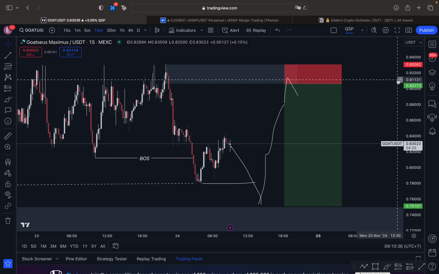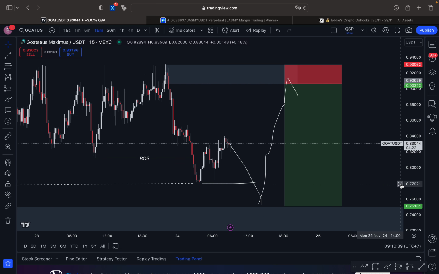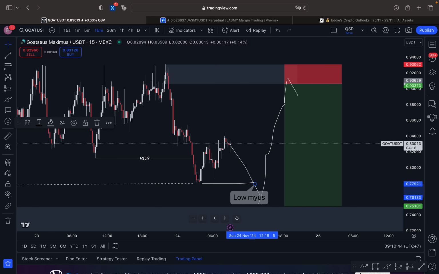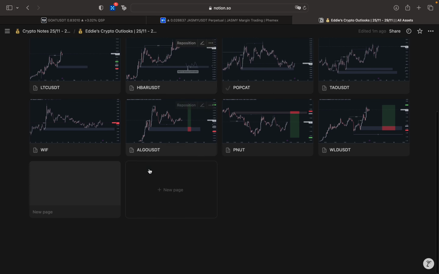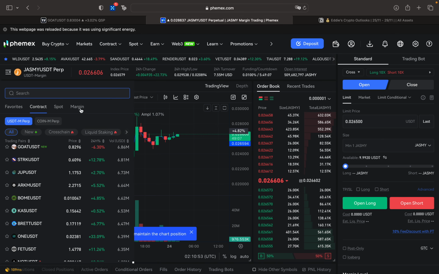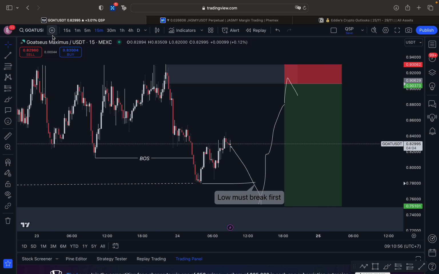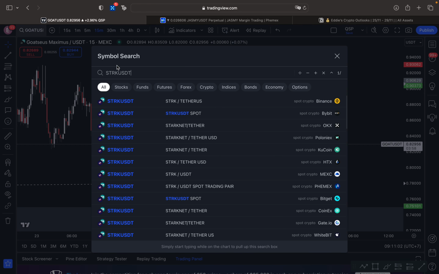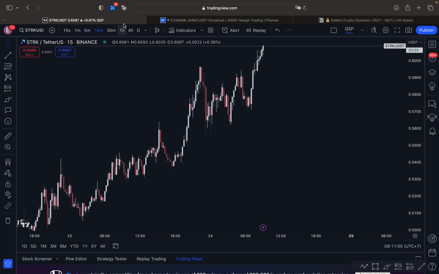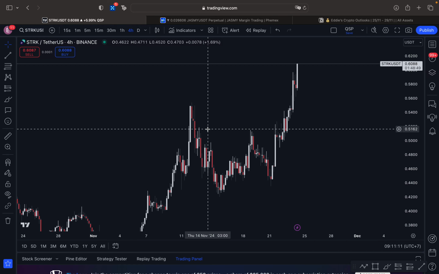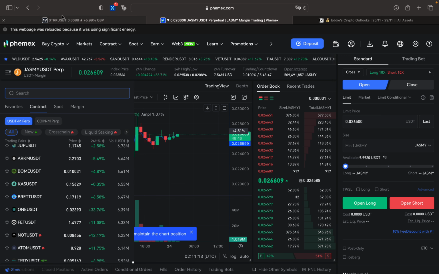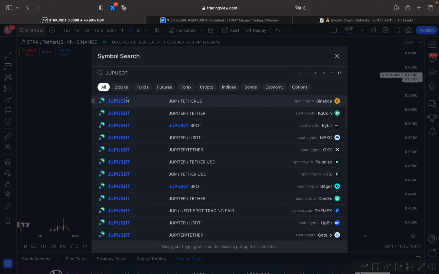But other than that, I'm just going to set alerts here, and alerts at this low. So I want this low to break first in order to make the trade valid. Low must break first. Moving that to outlooks. No, actually, I will not move that to outlooks. It's not worth it yet. STRK. I'll only move this to outlooks once the low breaks and creates the F-boss. This is a nice investment if you guys put it in, but it's not a trade. Dupe. Okay, I hope this is liquid.